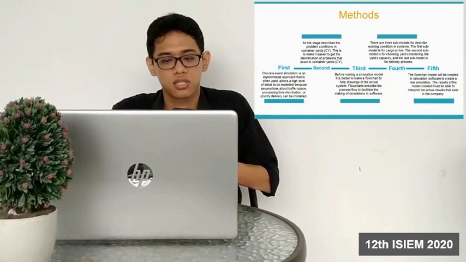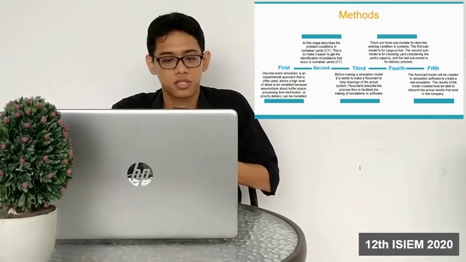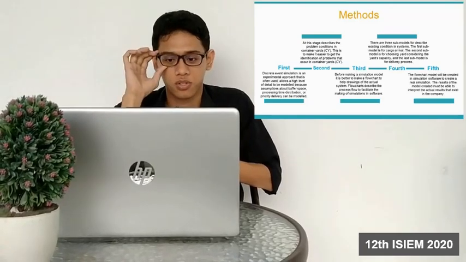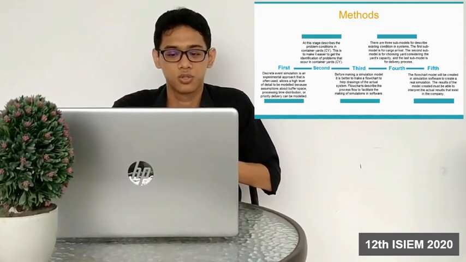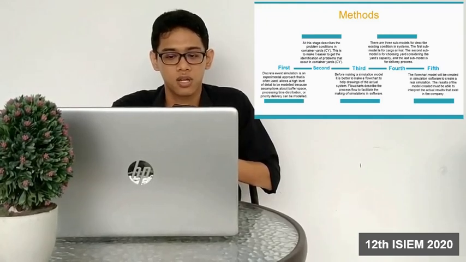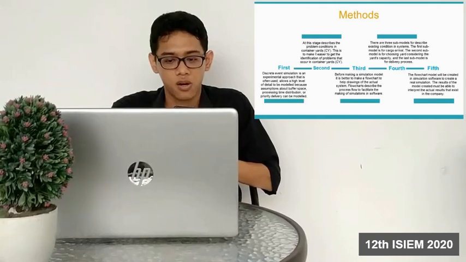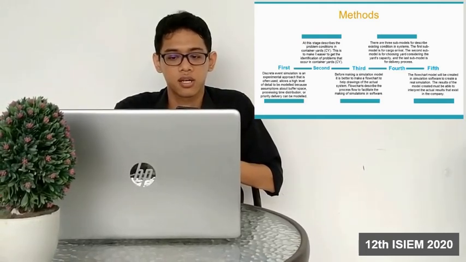The method we use is discrete event simulation. With step 1, the discrete event simulation is an experimental approach that is often used because it allows a high level of detail to be modeled, because assumptions about buffer space, processing time, or priority delivery can be modeled.